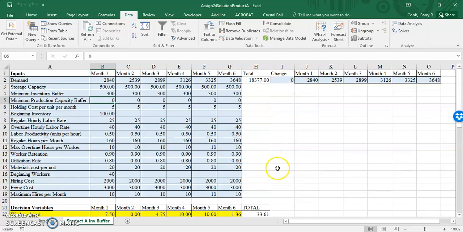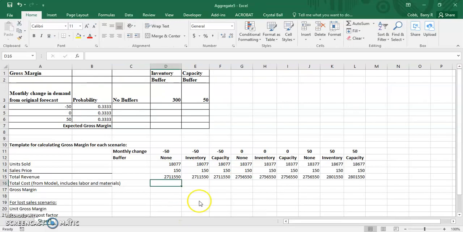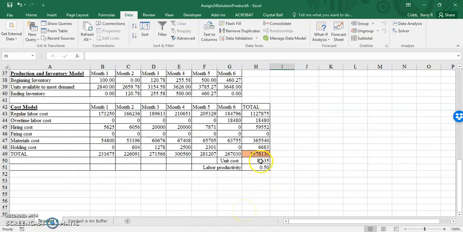With no change in demand, the cost is $1,615,843. I can put in the cost for the original scenario of $1,578,130.